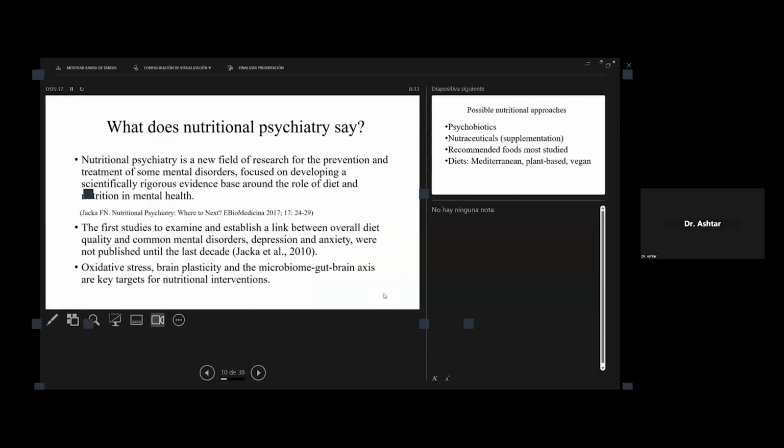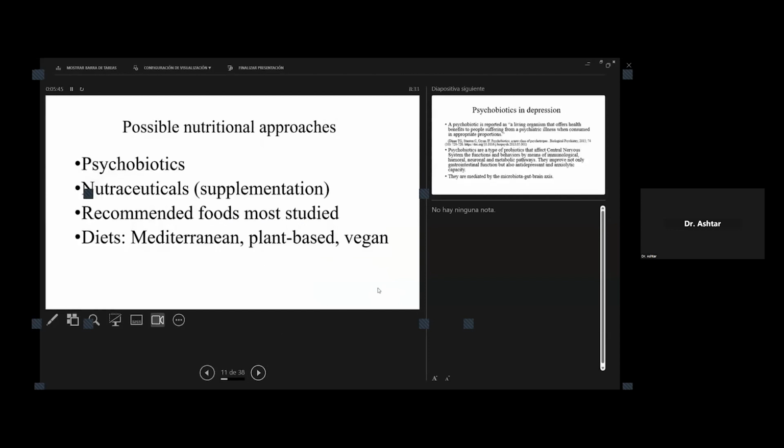Oxidative stress, brain plasticity, and the microbiome gut-brain axis are key targets for nutritional interventions. Possible nutritional approaches: psychobiotics, nutraceuticals, supplementation, recommended foods most studied, and diets: Mediterranean, plant-based, and vegan.